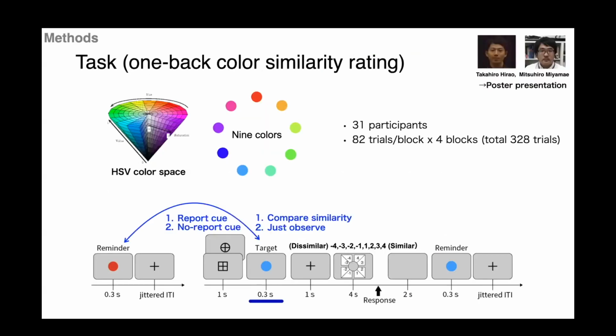And in order to test inside the MRI, we do this experiment. This is the task, and this study was conducted by Takahiro and Mitsuhiro. The poster is presented today. The task is something like that. So there is a reminder here, the color among 9 colors. Then we give 2 kinds of cues. One is report cue and the other is no report cue. So when the report cue is presented, the target appears. Then participants judge the similarity.